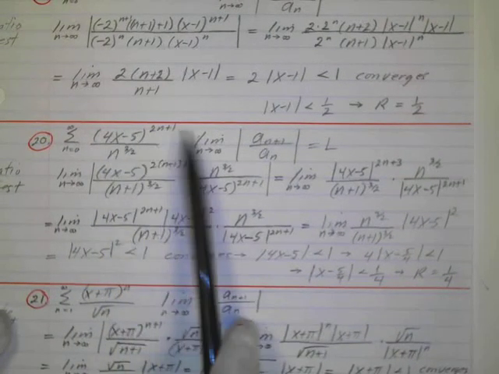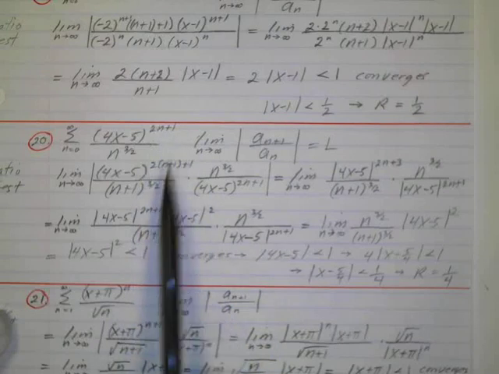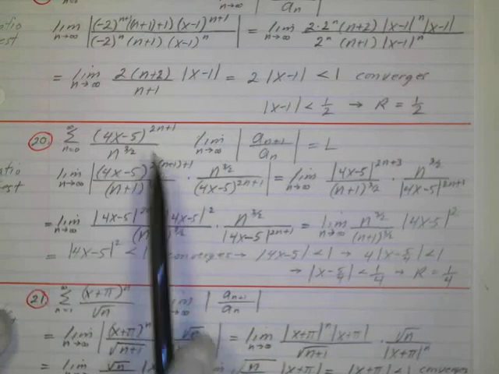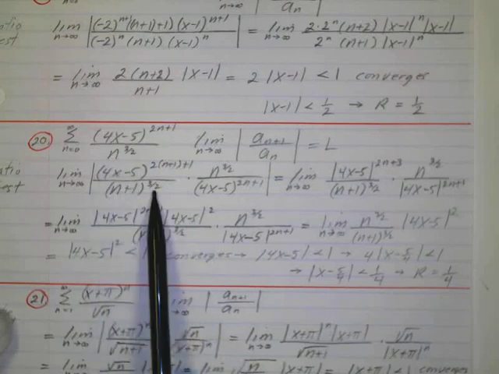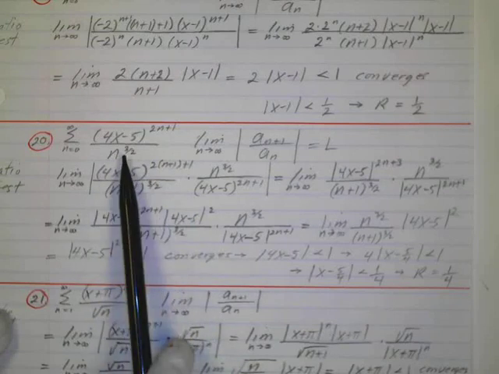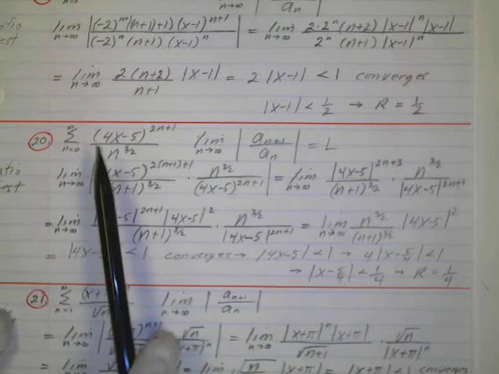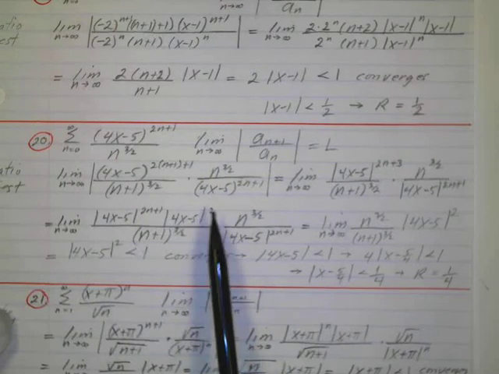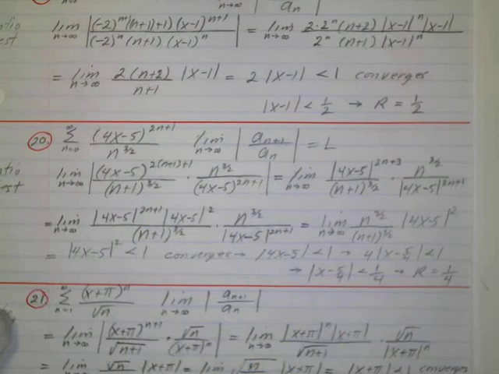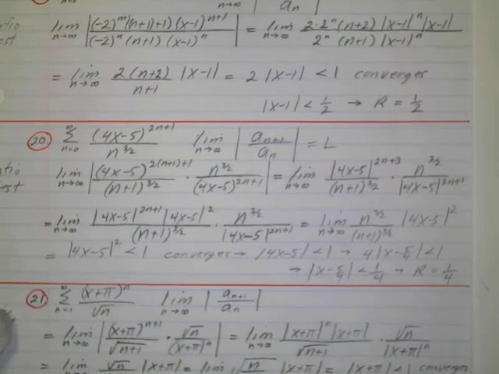Okay, so I've got 4x minus 5. Okay, so 2n plus 1, so that's going to be 2 times n plus 1 plus 1. Every time I see an n, I put an n plus 1. And this is going to be n plus 1 to the 3 halves. And then I just write the reciprocal of this, n to the 3 halves, all over 4x minus 5, and that's going to be to the 2n plus 1.